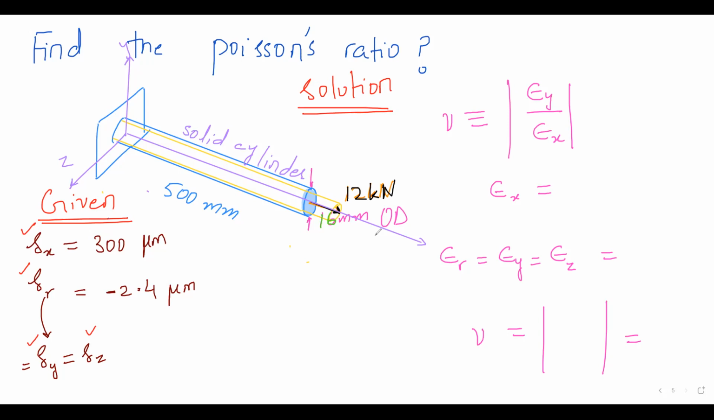So that will be 300 into 10 power minus 6 divided by 500 into 10 power minus 3. That gives me my epsilon x. This and this are the same thing, right? The change in length in the radial is the same as the change in length in the y or the z. That is minus 2.4 microns. I put it here. Where? Oh, here. I mean, you have to find it. I'm sorry.